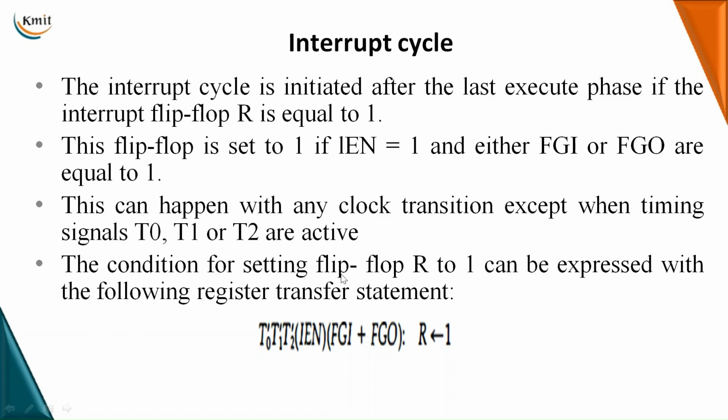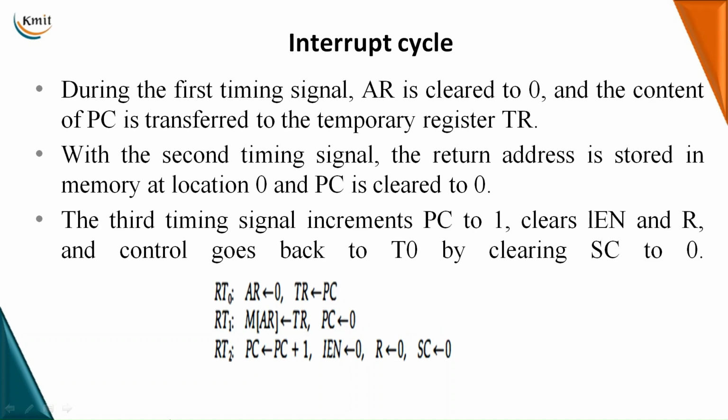So the condition for setting the flip-flop to 1 can be expressed as T0', T1', T2', which means other than T0, T1, T2. When IEN, FGI, FGO are enabled, then the R flip-flop will be set to 1. If IEN is 1, and at the same time FGI or FGO or both are 1, then the R flip-flop will be set to 1. So what happens when the R flip-flop is 1? It goes to the interrupt cycle.